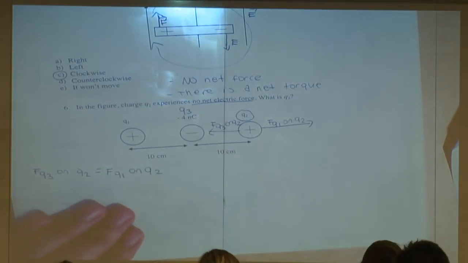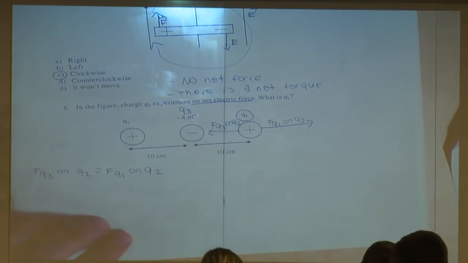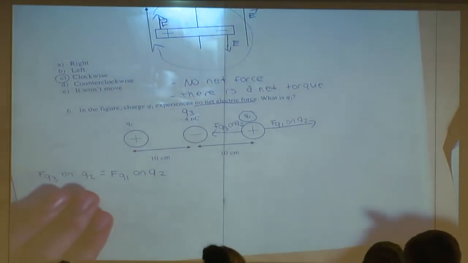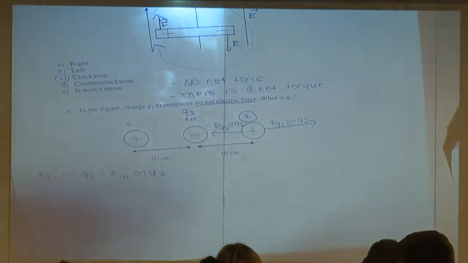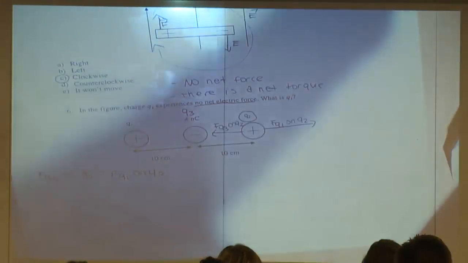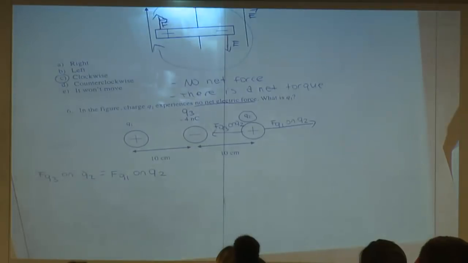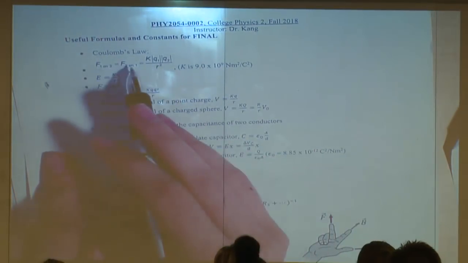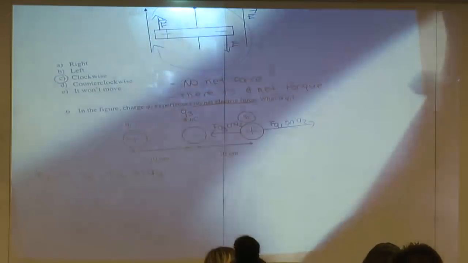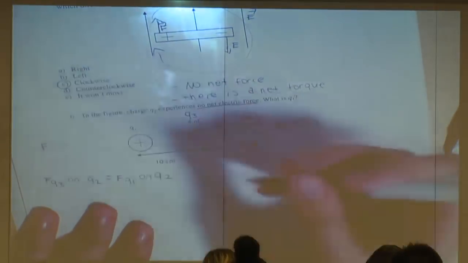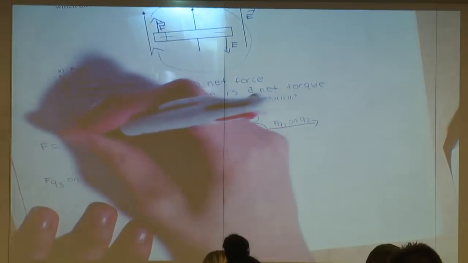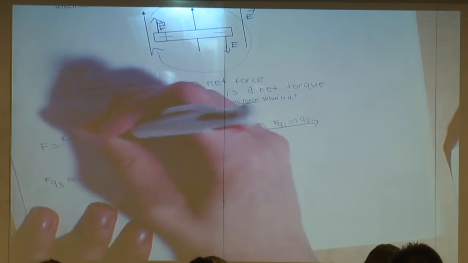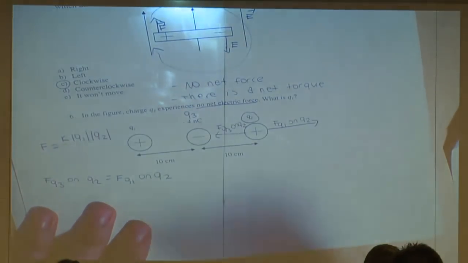All right, so now we're going to start using some equations because we're out of the conceptual stuff. I'll go ahead and write the force equation up here. I have Dr. Kong's formula sheet that you guys will use in your final exam. If you guys haven't seen this yet, she did post it. So you are given Coulomb's law, that's for force. You guys probably know that. So force equals K Q1 Q2 over R squared.